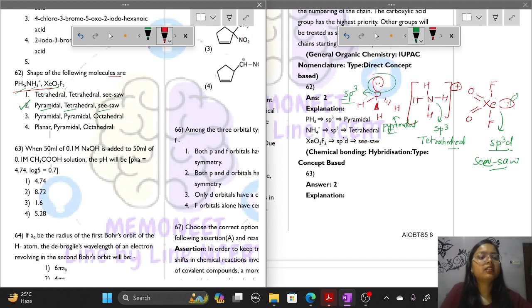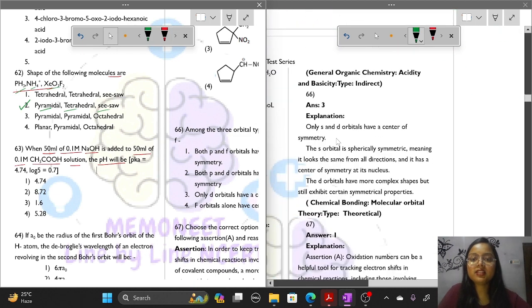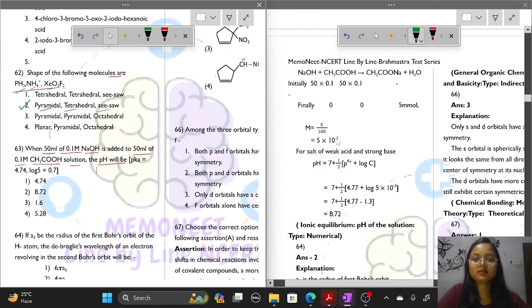Let's move on to question number 63. When 50 ml of 0.1 molar NaOH is added to 50 ml of 0.1 molar acetic acid solution, the pH will be... What will be the pH for question number 63?